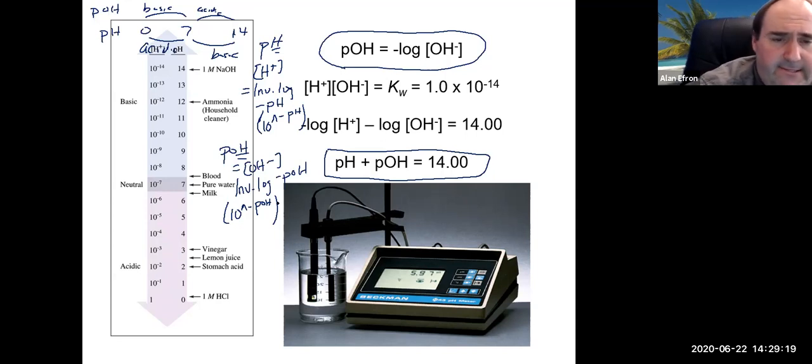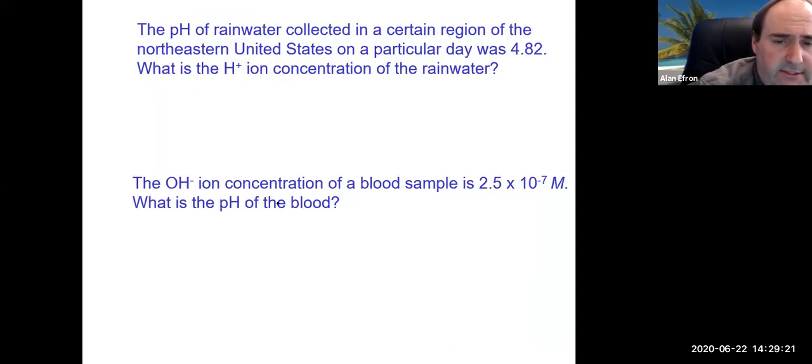Okay. So let's do some of these calculations here and see what we end up with. Here's a couple. Take a couple of minutes here and work through these. We've got the rainwater, the pH is 4.82. What is the H plus concentration? And on the bottom there, the OH minus is 2.5. And what is the pH? So take a couple of minutes here and figure that out.